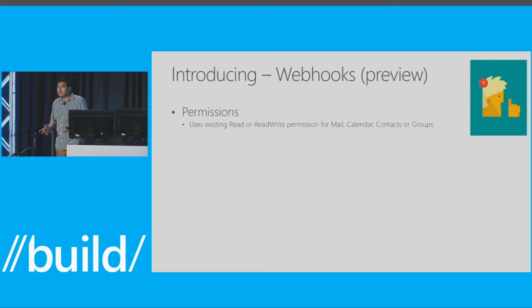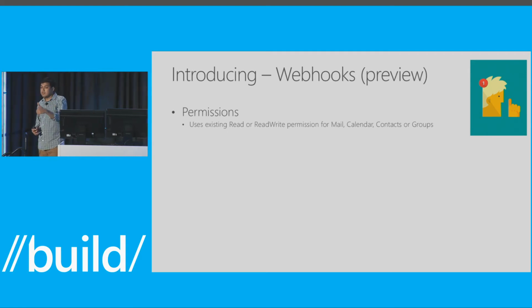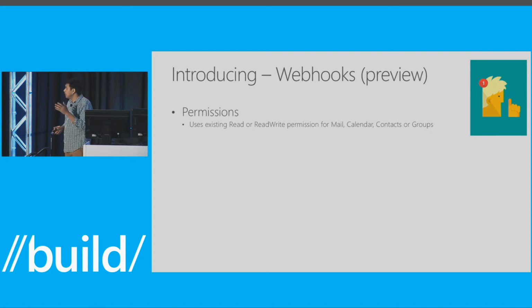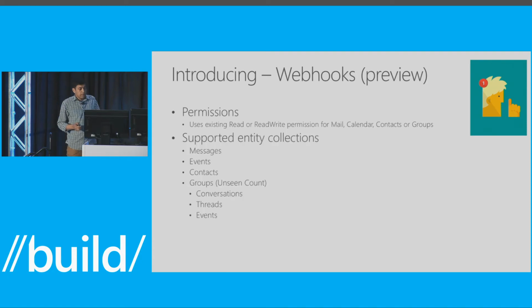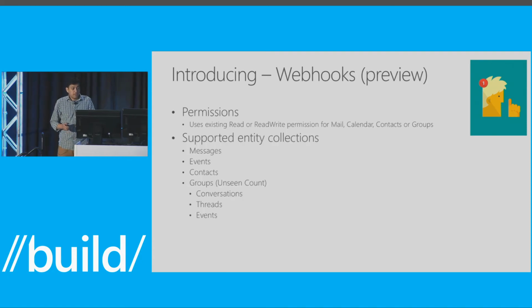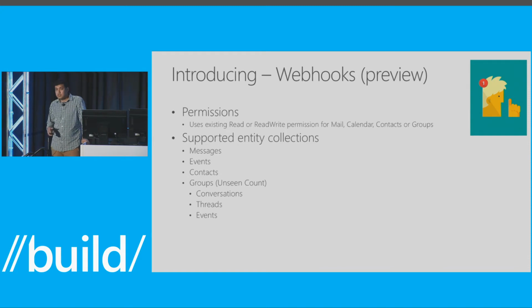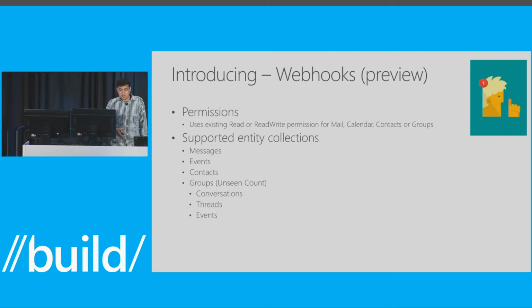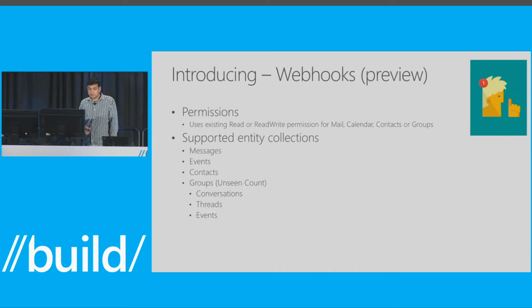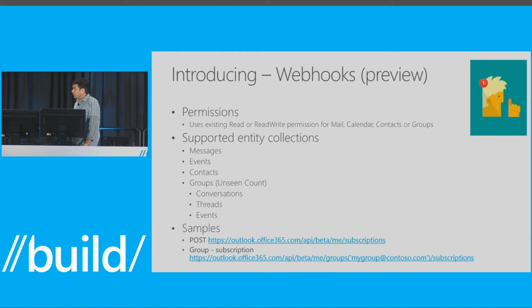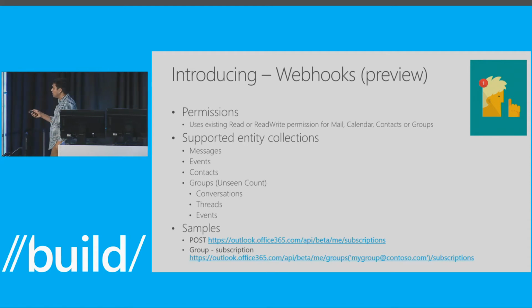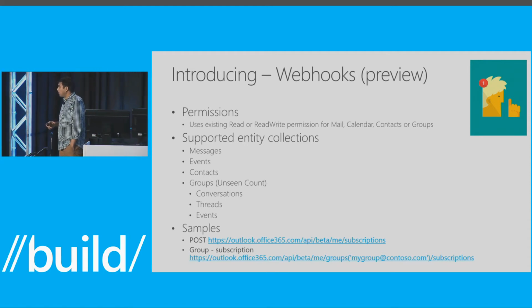So permissions, they derive from whatever you're trying to get a notification for. So if you are trying to get notification on somebody's inbox, then of course you need mail permissions. If you're trying to get notification on somebody's calendar, then you need calendar permissions, and contacts similarly. So yes, we support message events, contacts, but we already support even groups, which I just previewed. So if you want to get notification if something has changed in somebody's conversation or threads or events, you get that too. This is a sample. To create a new subscription, you go to Me Subscriptions. And if you want to get to a group subscription, then that's the URL.